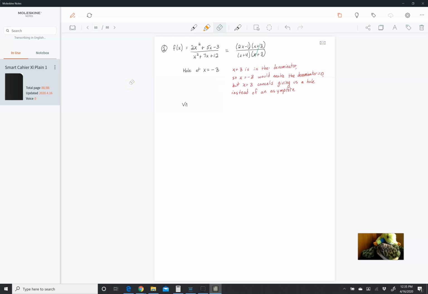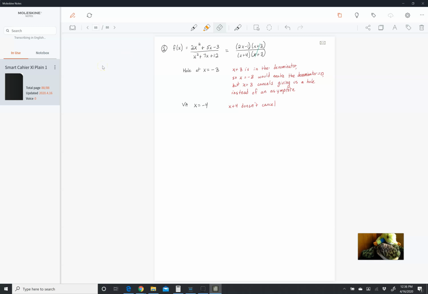Now we still have a vertical asymptote because we still have x plus 4 in the denominator and it doesn't cancel. Okay. So x equals negative 4, it makes the denominator 0, but x plus 4 doesn't cancel. Now let's look at the horizontal asymptote. Well, the degree of the numerator is 2. The degree of the denominator is 2. So they're equal, which means that we do have an asymptote.